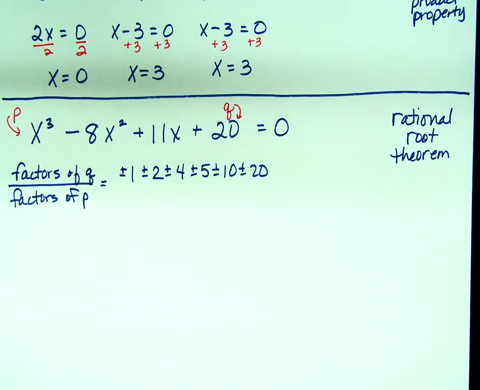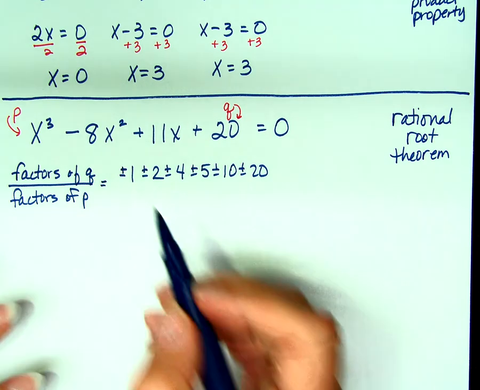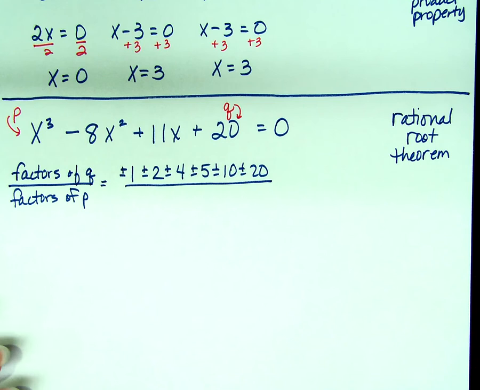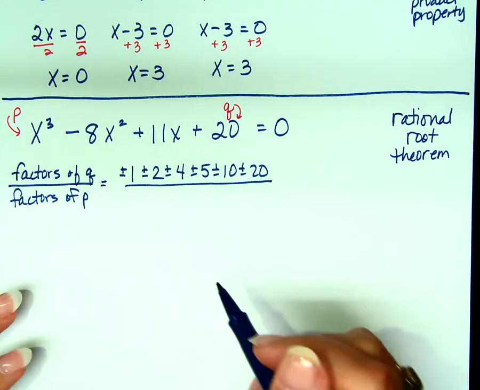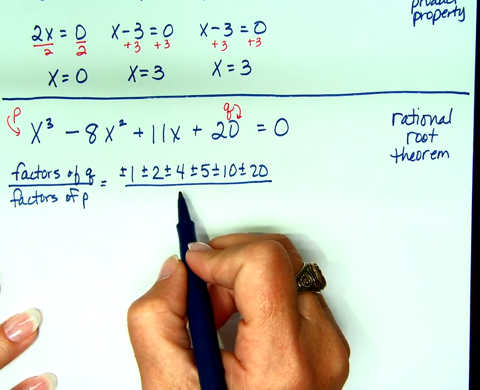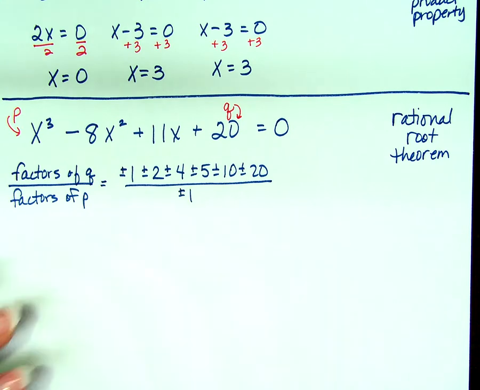I just listed them all in order, right, with a plus and a minus with it. All divided by the factors of p. Well, in this particular problem, it's 1, right? But do I still have to take into account the positive and the negative? I do. So all divided by plus or minus 1.